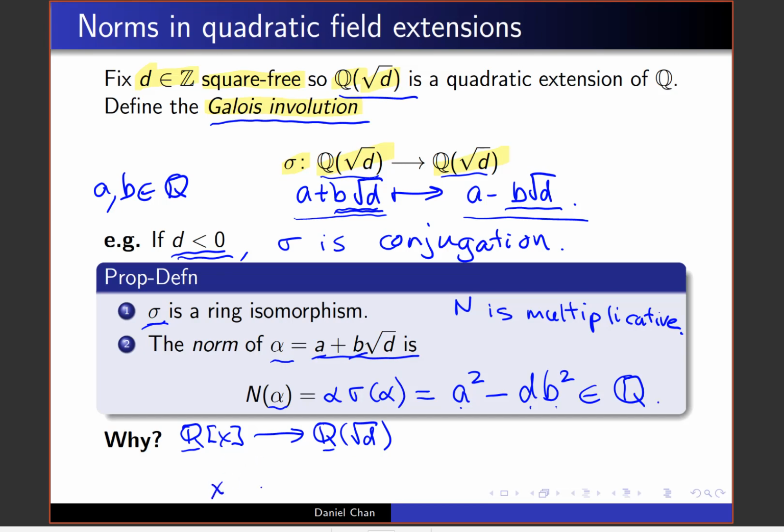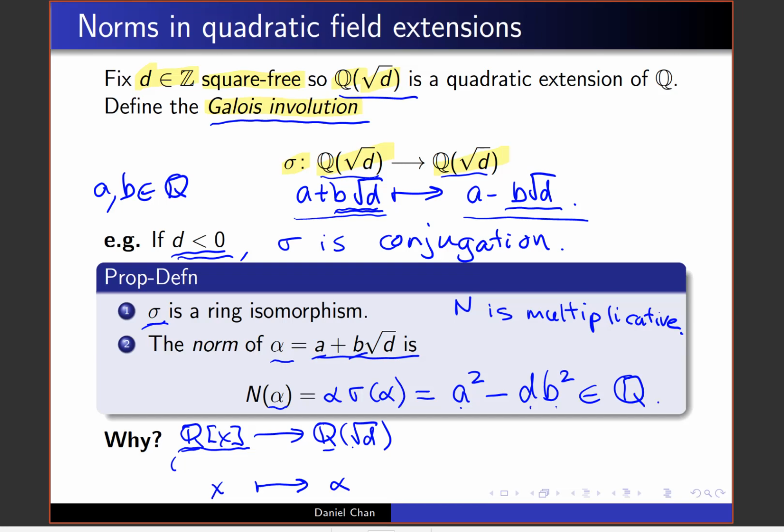Here, X, it can send to anything, any alpha. Okay, but we don't want a homomorphism from Q[x] to Q(root D). We want something from Q(root D) to Q(root D). And one way you can write Q(root D) is as a quotient of Q adjoin X. Basically it's Q adjoin a square root of D.